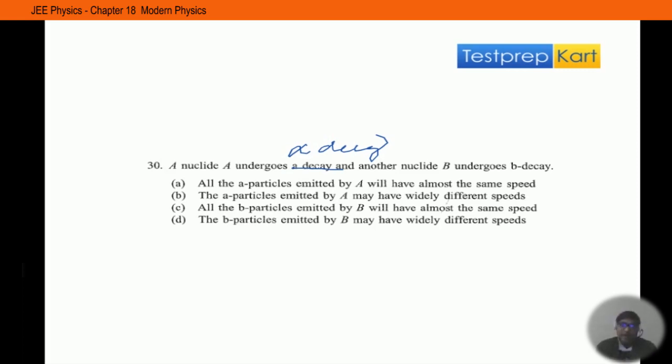Please keep in mind that alpha particles are heavier as compared to beta particles or gamma rays, and they are slow in speed as compared to beta particles. So whenever alpha particle emission takes place, they move slowly and they all have almost the same speed. So option A is correct. Next, alpha particles emitted by A may have widely different speed. It is not correct. Beta minus particles emitted by B will have almost the same speed. This is not right, because beta is a relatively lighter particle, so they get widely scattered and have different speeds. So options A and D are right in question 30.